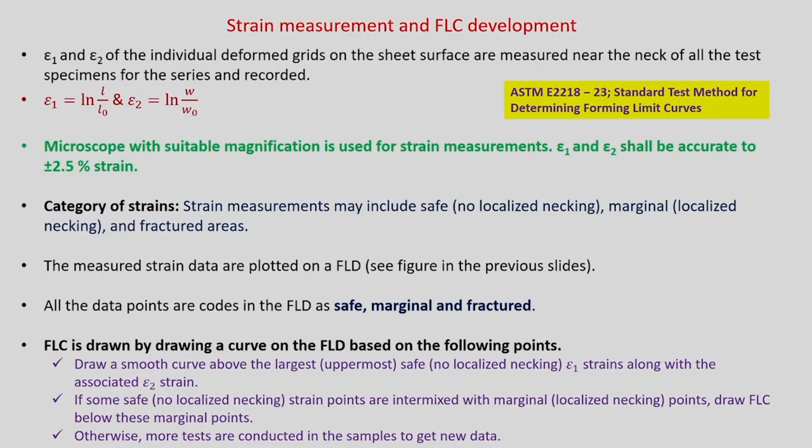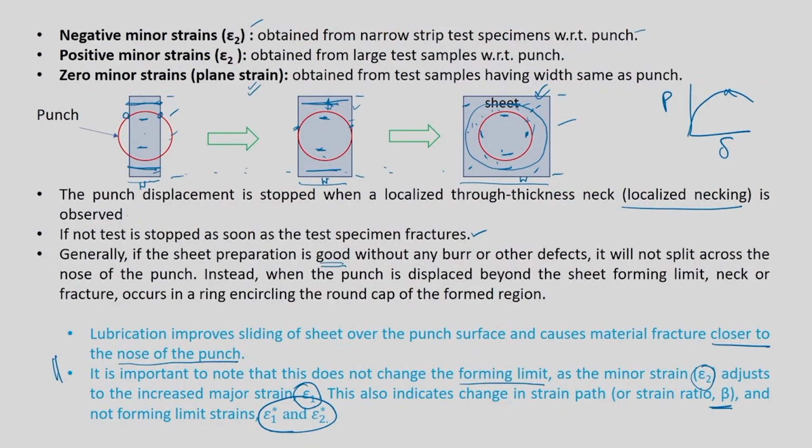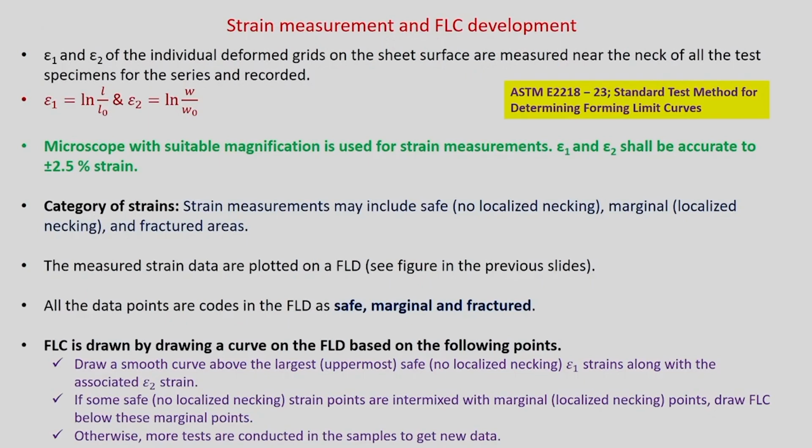So now, what did you do? The step is that we have done our test up to this particular point. The punch displacement is stopped when the localized necking is actually witnessed, when it is visible. Now you have stopped it. So now you have to measure strain and then develop the forming limit curve.